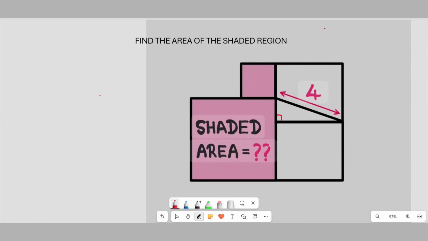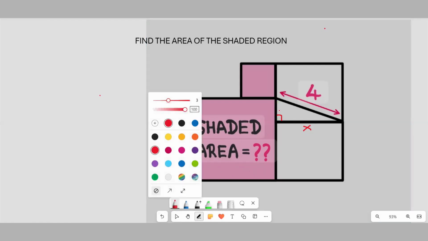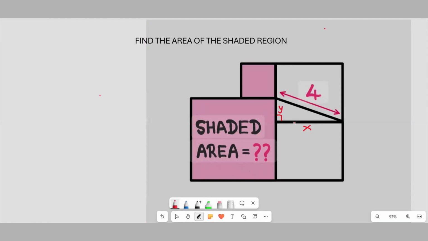All right, so let us start off by labeling as much as we can. I'm going to label this side of the square here. Let us say I call this X. So this is X units long. And then this side of the triangle, I'm going to call that Y. So this is Y.